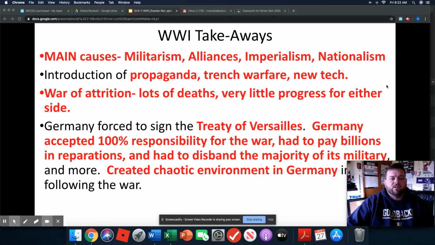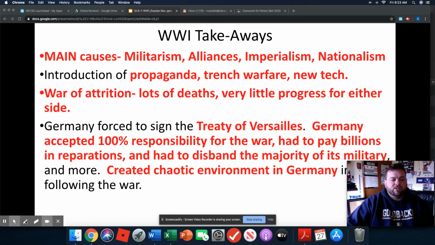Start with causes, and we use the term MAIN. So militarism, alliances, imperialism, nationalism, and you guys know that. Even when we did this the first time, and the first time I ever said, "Does anyone know what MAIN is?" pretty much all of you knew. So that's a thing that sticks with you guys. So that's important to know.